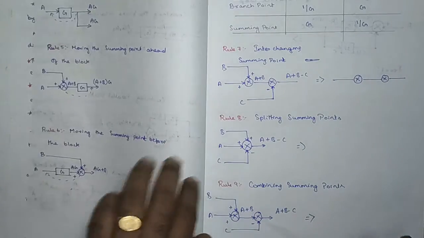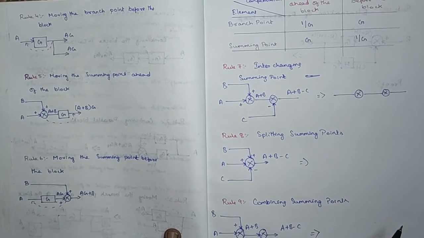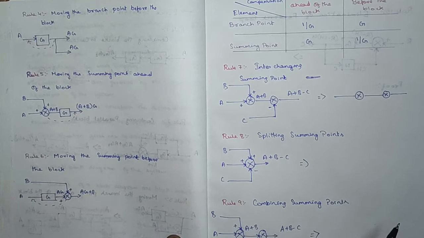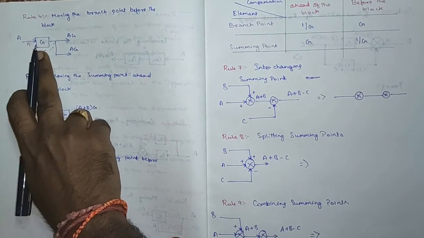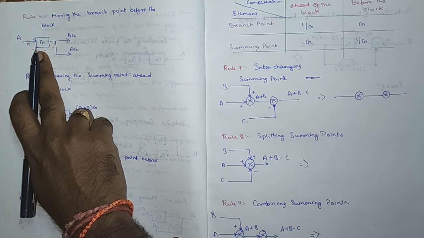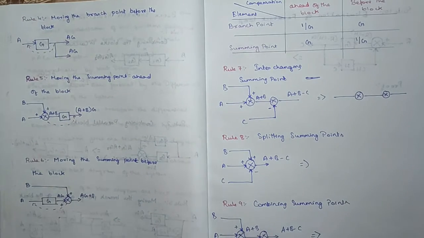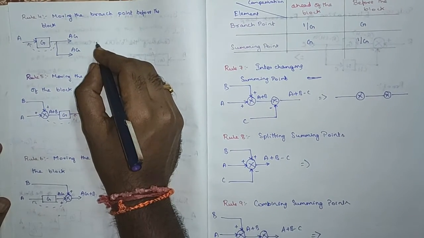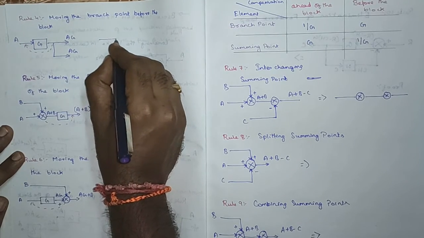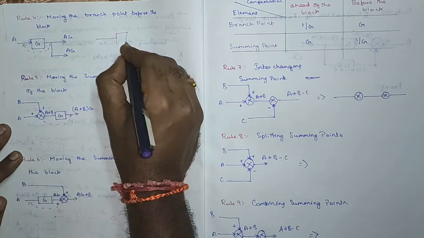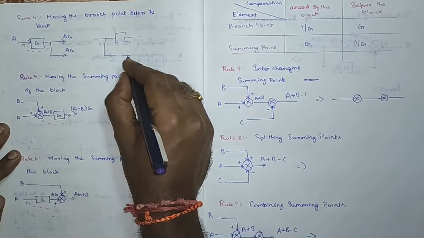Now we will see rule number 4. Rule number 4 is the exact opposite of it. Here we are moving the branch point before the block. So consider the block diagram structure here. Input a is given, we have a transfer function g, and a branch point. Both the outputs are going to be ag. Now they are asking us to move this branch point before the block. So I am drawing the diagram again here. We will have a transfer function here, and the branch point has been moved before this block.